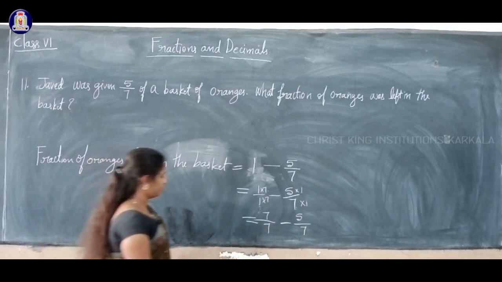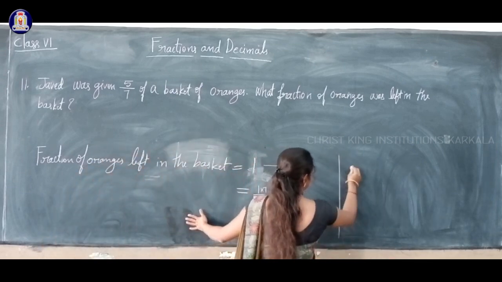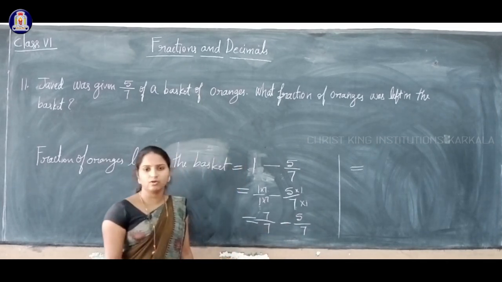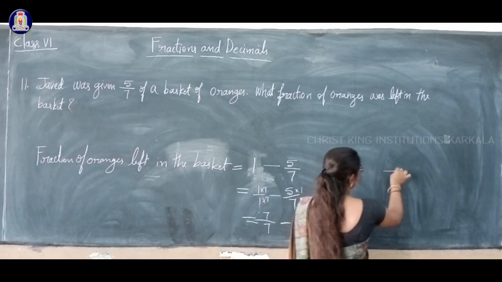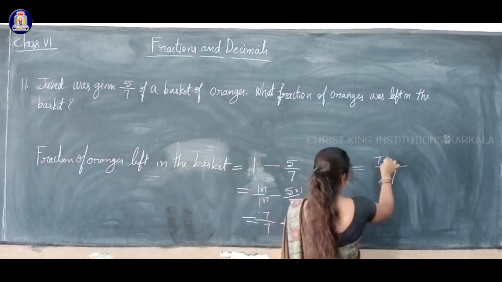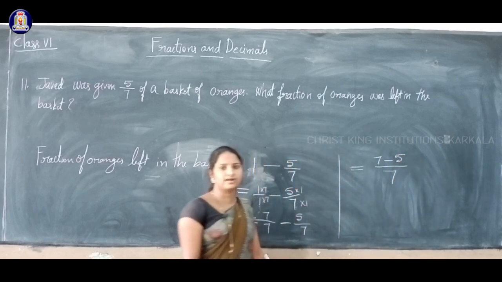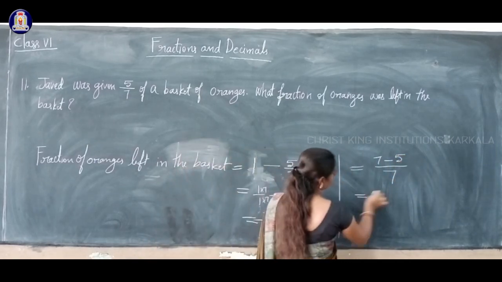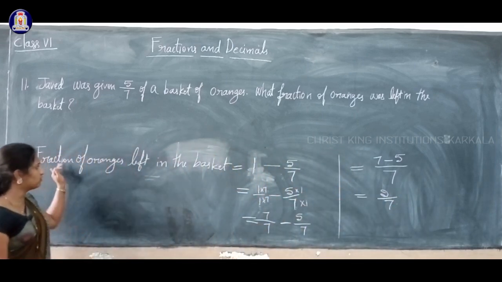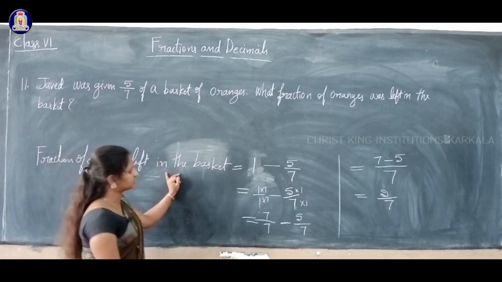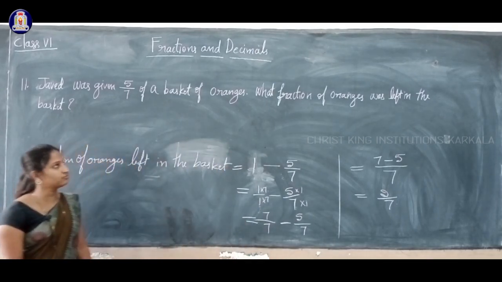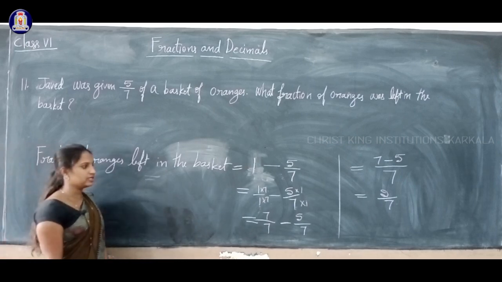So now we can write this as 7 by 7 minus 5 by 7. The denominator is the same, 7. So the numerator is 7 minus 5, which is 2. So the answer is 2 by 7. Therefore the fraction of oranges left in the basket is 2 by 7. 2 by 7 of the basket of oranges are left. Clear? So that is the answer.